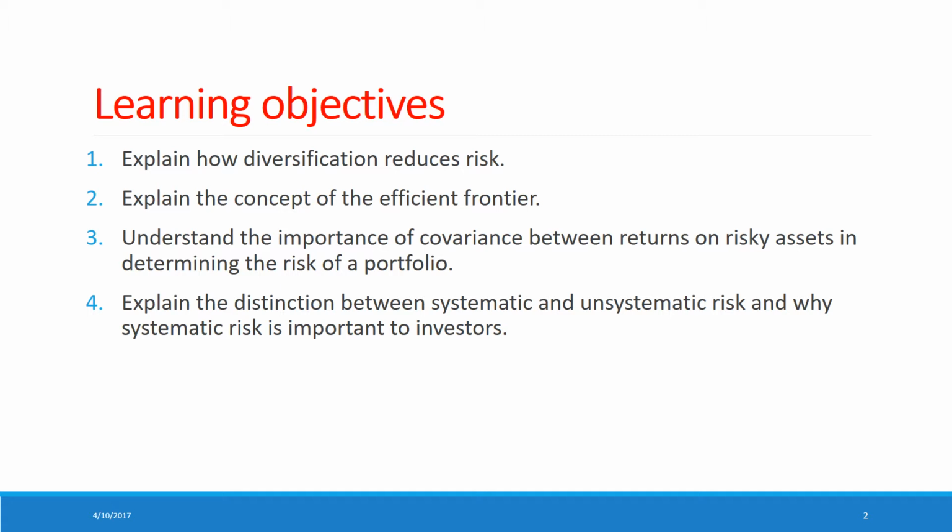We then look to explain the importance of covariance between returns on risky assets in determining the risk of a portfolio. So once again, this relates back to the way we calculate portfolio variances. We then explain the distinction between systematic risk and unsystematic risk, and why systematic risk is important to investors.